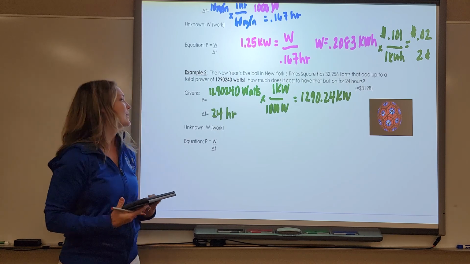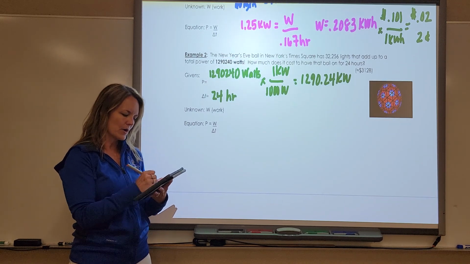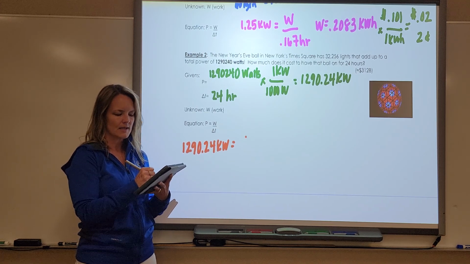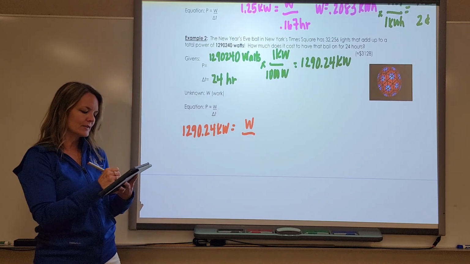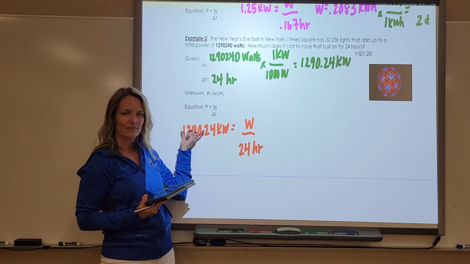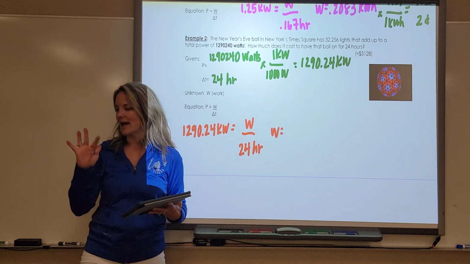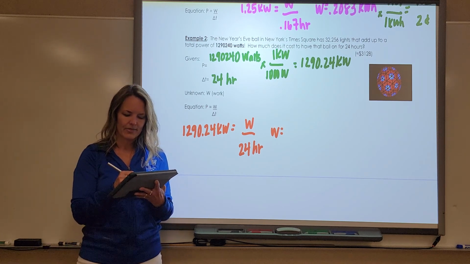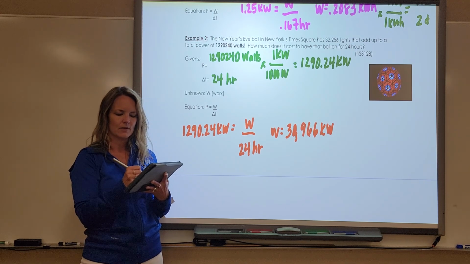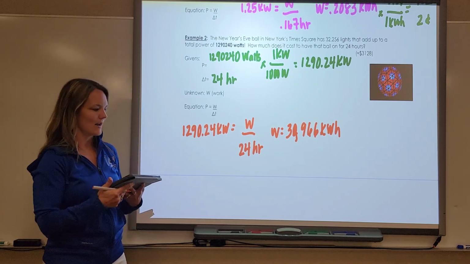Okay, I am set and ready to go to solve for work in order to find out the money. So I take my power, 1290.24 kilowatts. I set it equal to the work done over the time in hours, which is 24. Once again, I multiply off the bottom. That will give me my work done in a kilowatt hour. Typing it in, I get 30,966. You may round slightly differently than I do. That is the work done, that's 30,000, in a kilowatt hour.